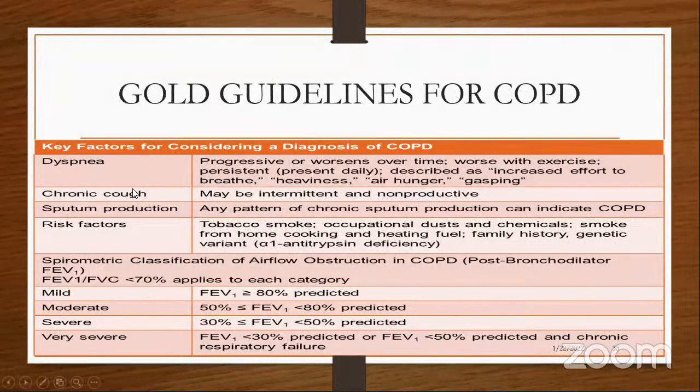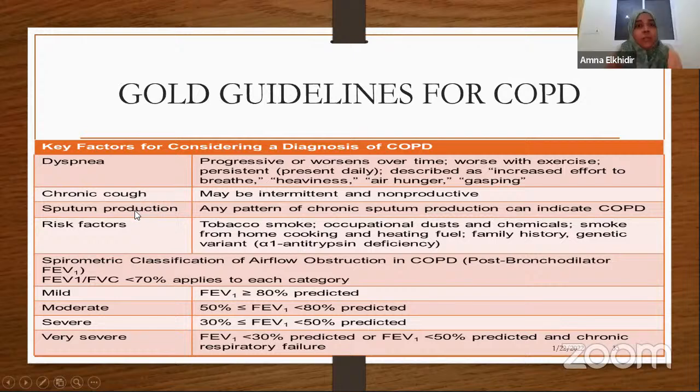Okay. Yes. We measure the dyspnea. We ask about chronic cough and sputum production. We ask about history of risk factors like smoking and exposure to dust and chemicals. And we ask about family history and genetic variants like alpha-1 antitrypsin deficiency. Then we do spirometry, and the ratio, as I said, is less than 0.7.